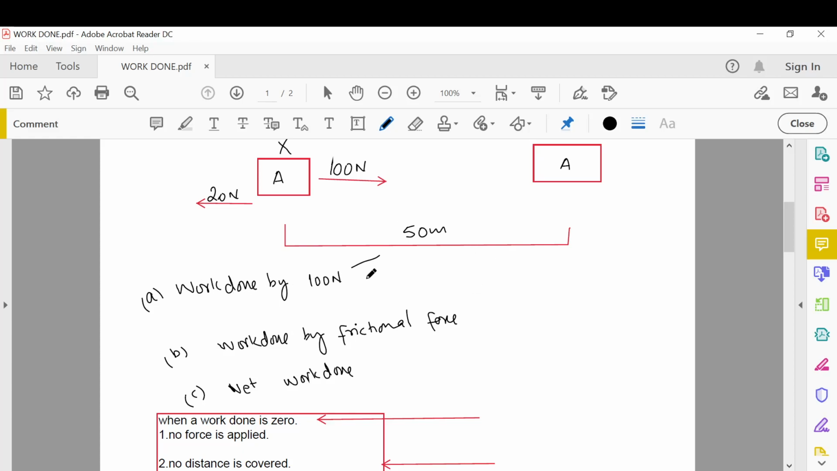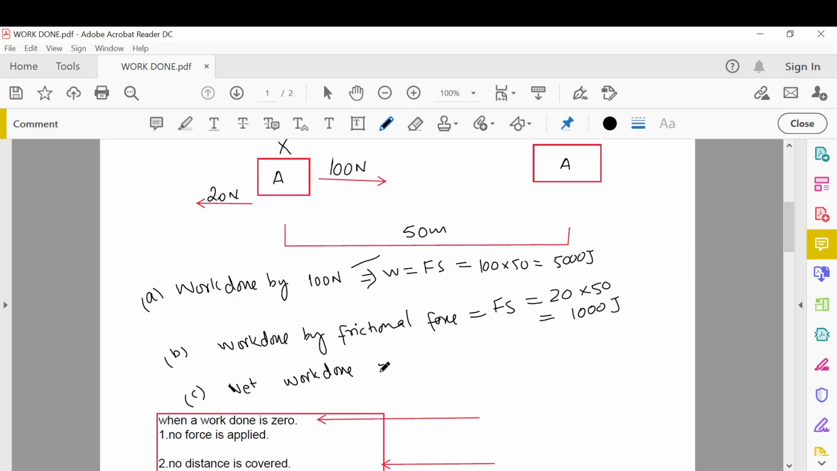The formula remains the same. W is equal to F into S. Now the force is 100 Newton and the distance is 50, so 5,000 joule work is done by this force. Now there is an opposing force. That is again F into S, work done by the opposing force. The opposing force is 20 and the distance moved is 50. We get the answer 1000 joules.